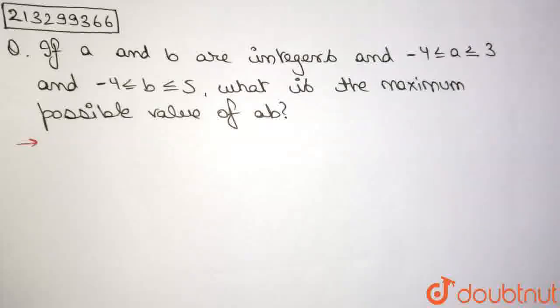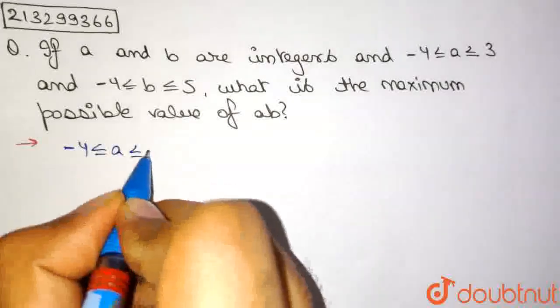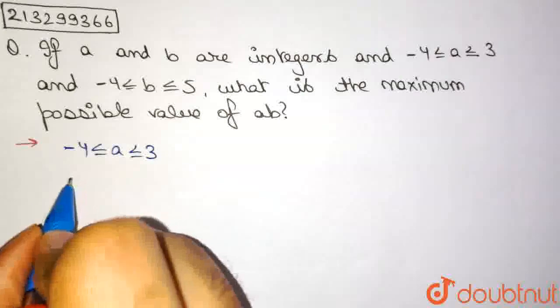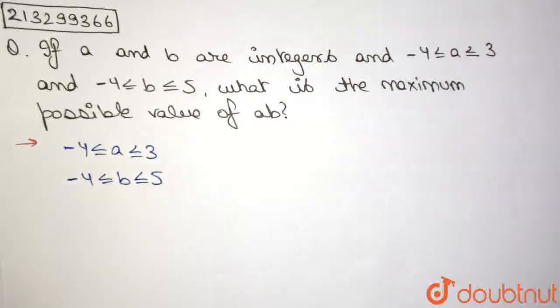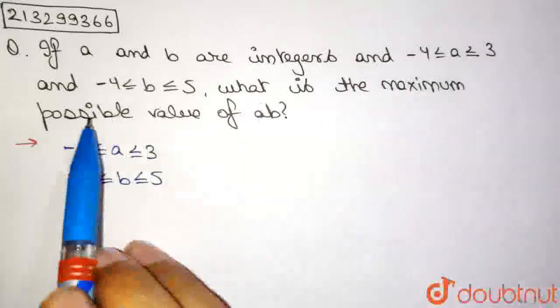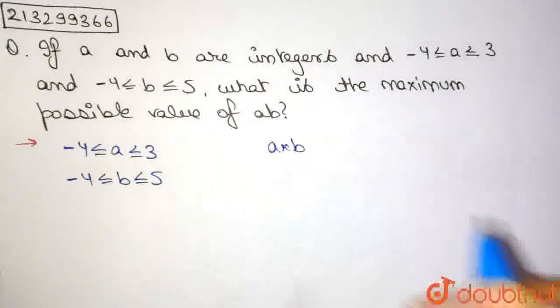Now, this looks like a fairly simple question, but there's a catch in this question. So let us first look at the constraints of a and b. Here I can say -4 ≤ a ≤ 3, and for b, -4 ≤ b ≤ 5. And the question asks for the maximum possible value of a into b. So I need to find the largest value of a into b.